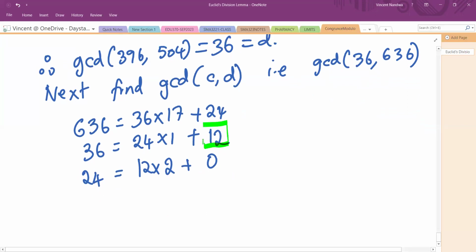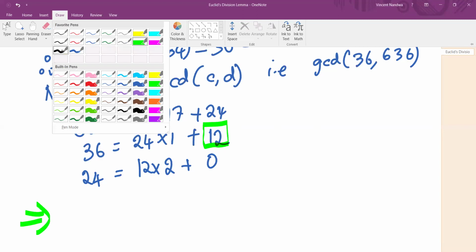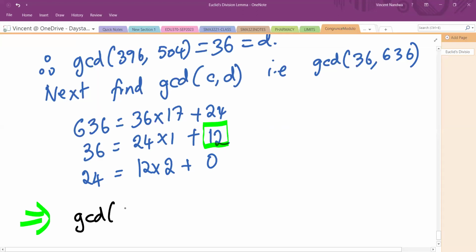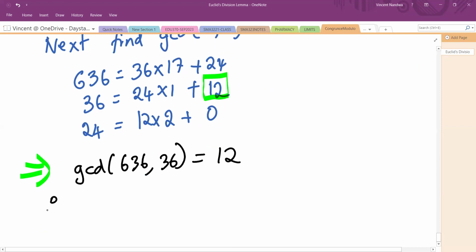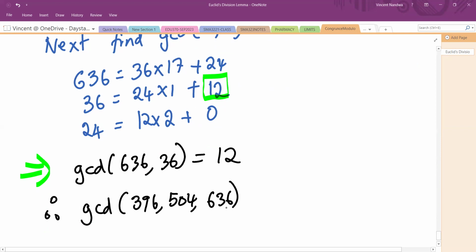This means that the GCD of 636 and 36 is 12. So therefore, the GCD of the three given numbers, 396, 504, and 636 will be 12.